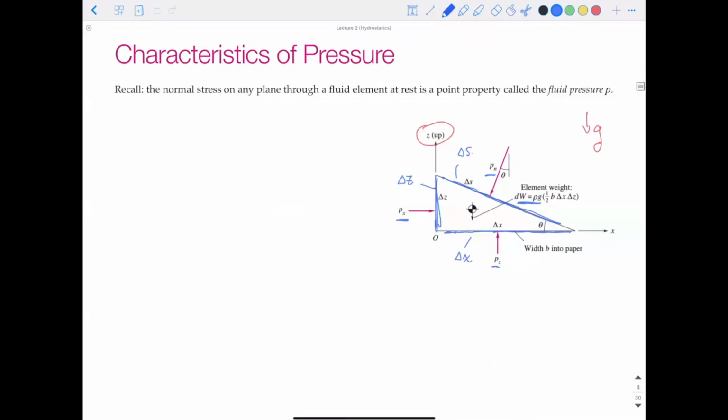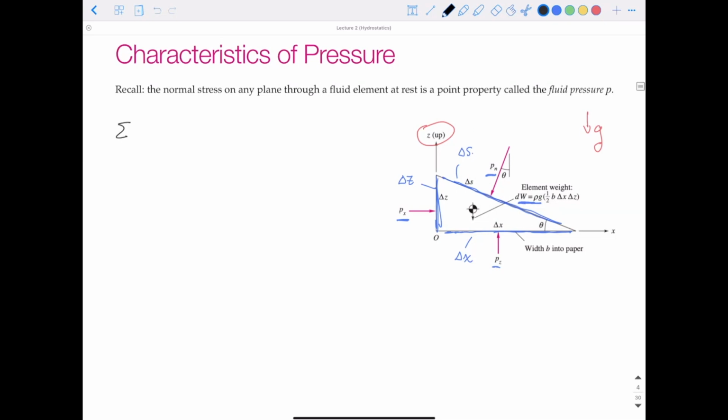So if we look at this wedge, we've defined some forces, and the four forces acting on this are the three pressures Px, Pz, and Pn, and they're acting on faces delta Z, delta X, and delta S. And then there's also the weight due to gravity acting at the center of gravity of that wedge, and that's equal to rho g times 1/2 B, which is just a unit width into the paper, times delta X times delta Z. So if we write our equilibrium equations, this is hydrostatics, so the sum of the forces should be equal to 0 in each direction.